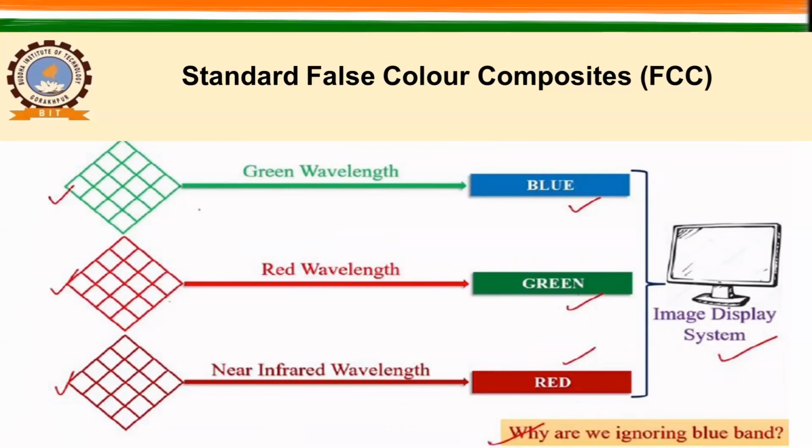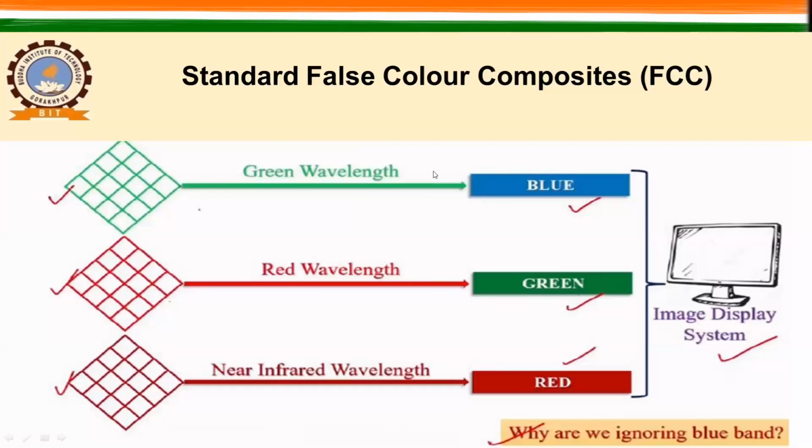Okay? Standard false color composite. Let us assume that again we have three bands. हमारे पास तीन band है. So यहाँ पे हमारे पास तीन band दिख रहे हैं. So the first band is the green band, right? And you have different types of display systems. Here we have a monitor and we are having a blue gun, red gun, and green gun, right?